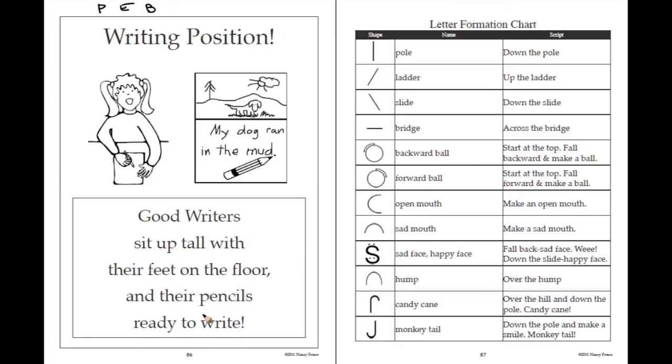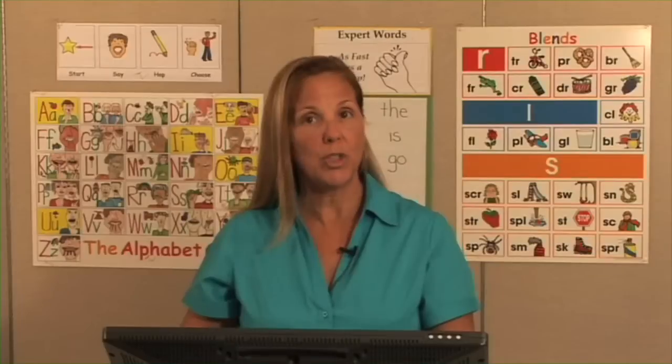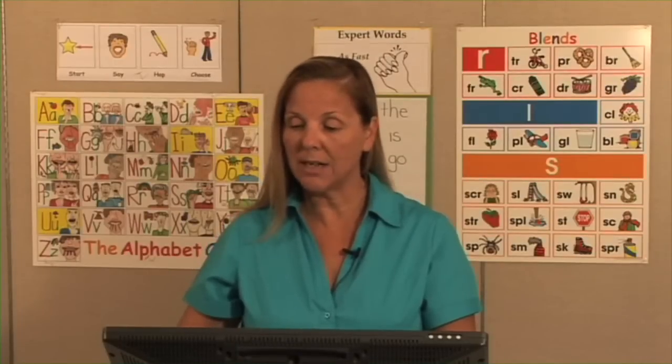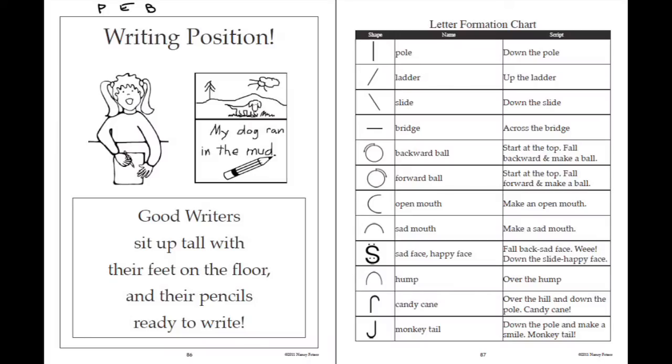On page 87 is the letter formation chart. These are the different shapes, the names of the shapes, and the script you use when you're teaching the children how to write the different letters. This chart should be for your pre-emergent group.